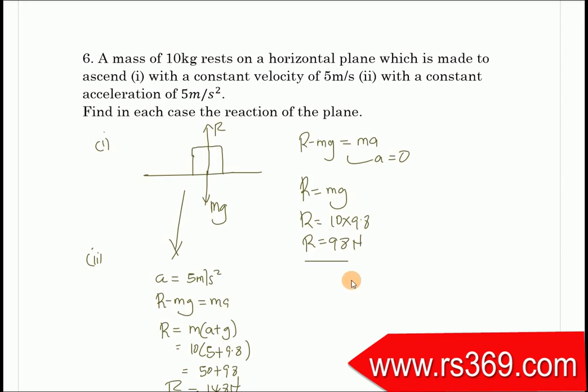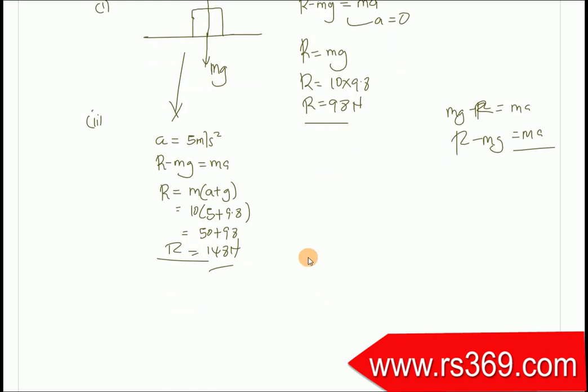If the body was moving downwards, so if this mass was moving downwards, we would be having mg minus R equal to ma, for a body moving downwards, a body which is descending. But this one is ascending, R minus mg equal to ma. Take note of that.